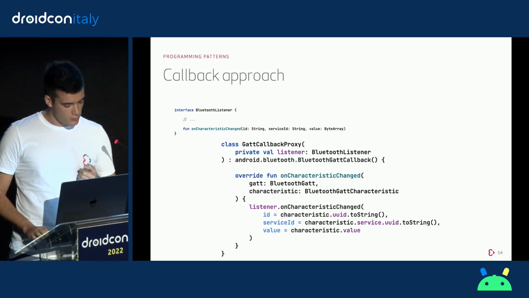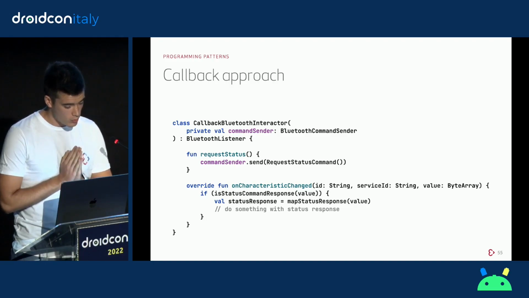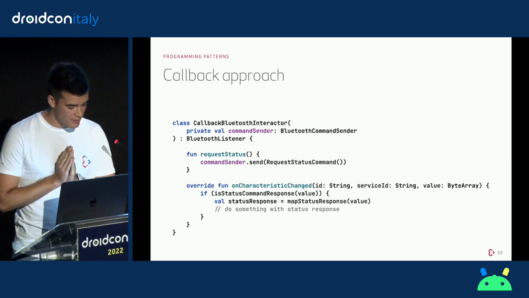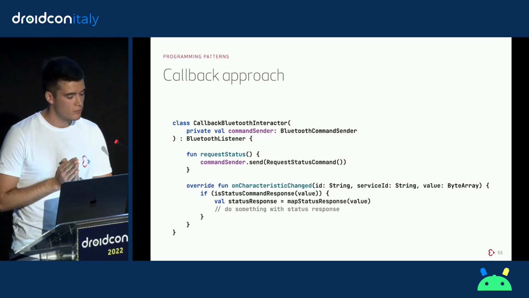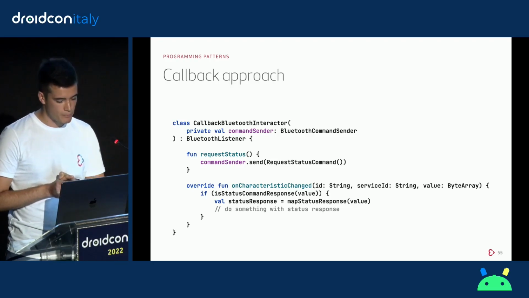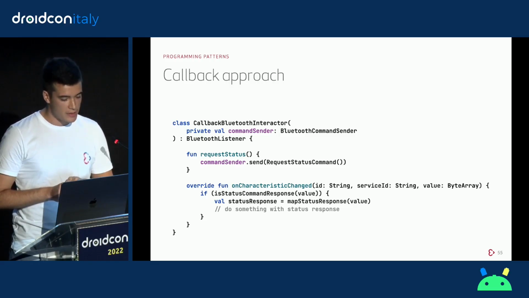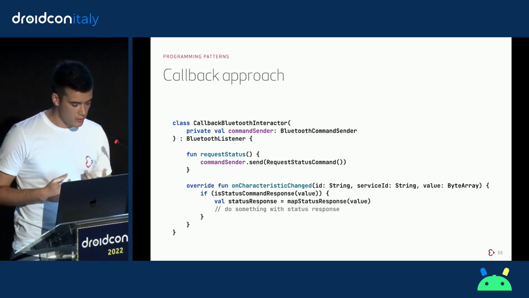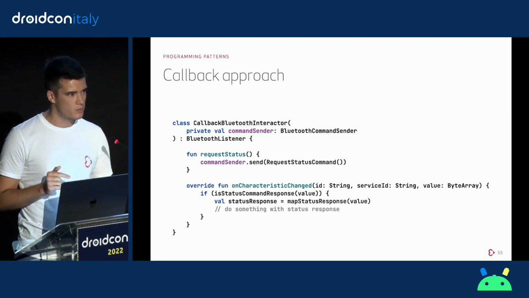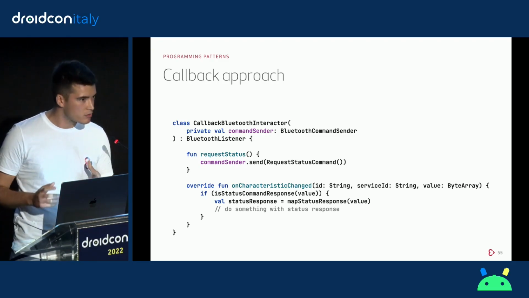Going to who implements that listener, we can go to our implementation. We have an interactor, which is able to send commands, and by implementing the listener, it is also able to listen to the responses to the commands that we sent. When we receive the response, we can parse the value we receive as a byte array, check if it's actually the response to our command, and do some fancy stuff with it, maybe mapping and stuff like that.